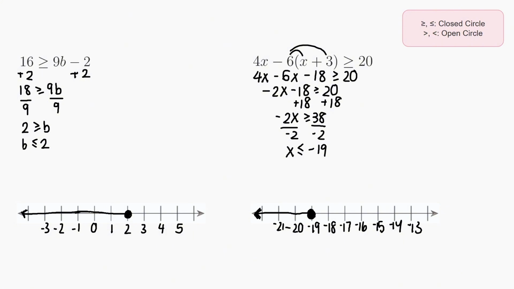And just as a check, to graph it correctly, x is less than or equal to negative 19, so numbers like negative 20, negative 21, and negative 22 should work, so we know we graphed it properly. And that's the end of today's video.